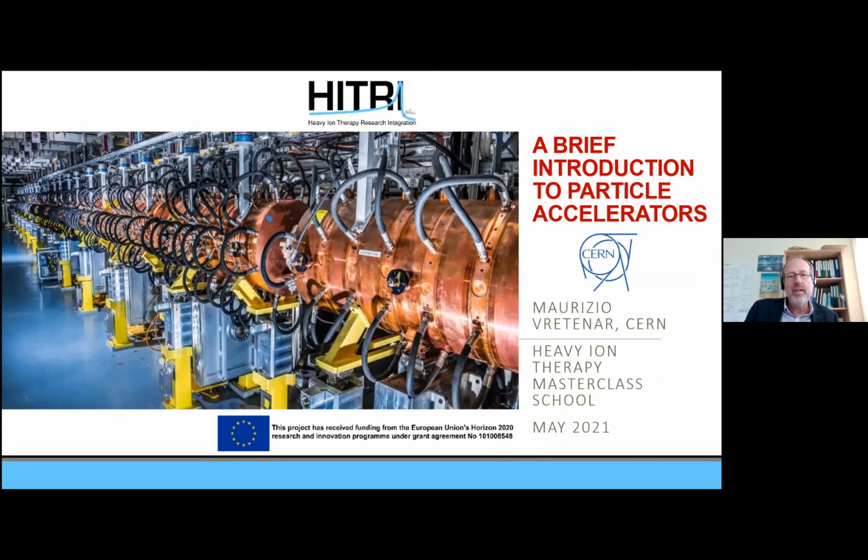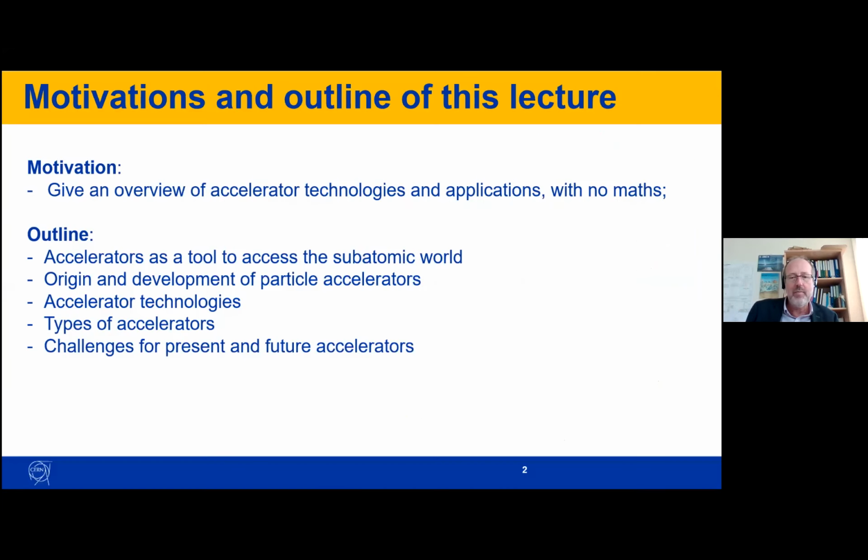I was thinking that to start this lecture today, you needed an introduction to particle accelerators, because we are going to have a lot of information about how particle accelerators can be used for the treatment of cancer, but we should really tell you something about how an accelerator works. And in this lecture, I will try to go through some subjects without any mathematics, without formulas, just to try to be as simple as possible.